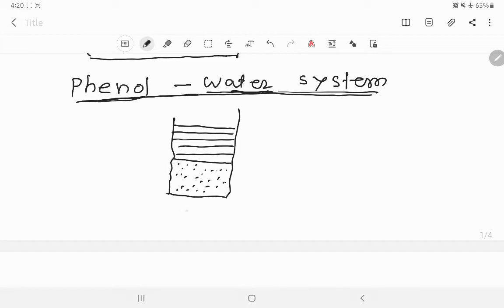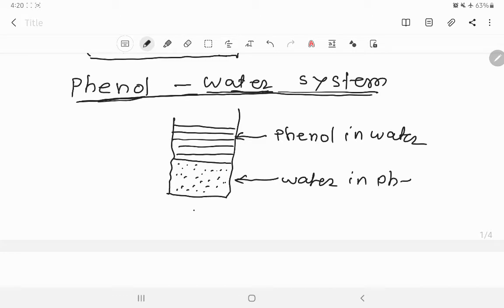As temperature increases, if we increase the temperature of this solution, as temperature increases, concentration of phenol in water, this is a solution of phenol in water. This is a solution of water in phenol at room temperature. Suppose we increase temperature, the concentration of phenol here increases, as well as here the concentration of water increases. Means as temperature increases, the concentration of phenol in water as well as water in phenol goes on increasing.